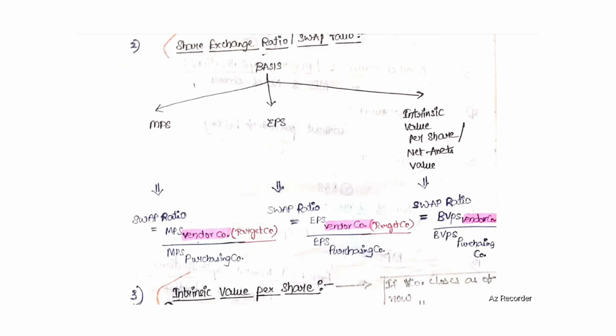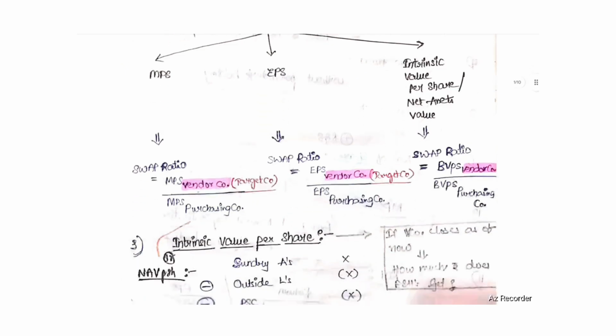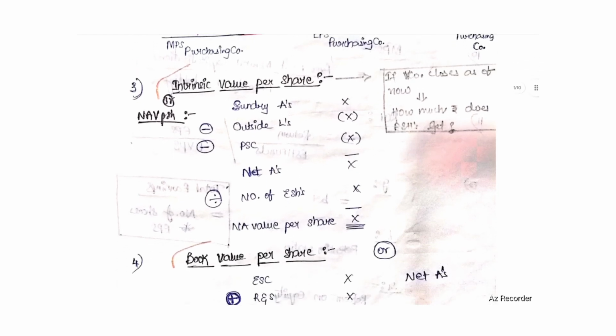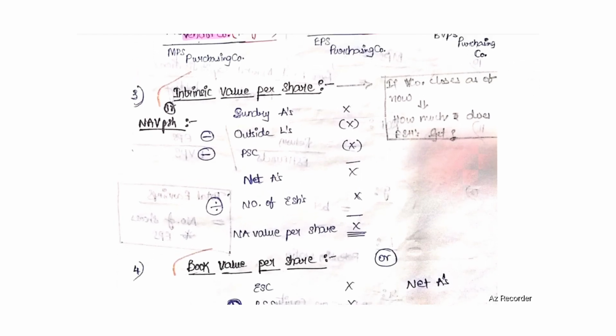Swap ratio equals book value per share of vendor company or target company divided by book value per share of purchasing company. Intrinsic value per share or net asset value per share. What is intrinsic value? If the vendor company closes as of now, how much amount do equity shareholders get is the intrinsic value. How to calculate intrinsic value or net asset value per share?